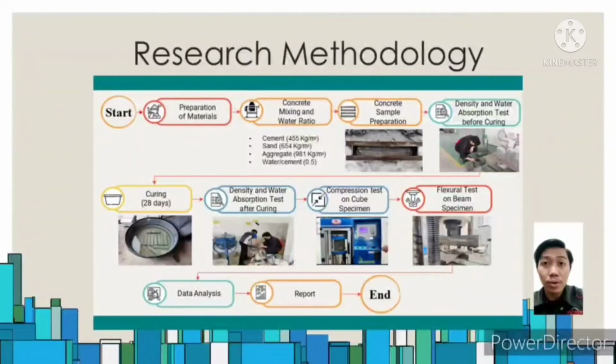After that, we test for density and water absorption before curing, and later the specimens were placed in a curing tank for 28 days. Then we remove the specimens and test for density and water absorption after curing, after which we conducted the compression test for cube specimens and the flexural test for beam specimens. Finally, we analyze the data and make a report of this study.